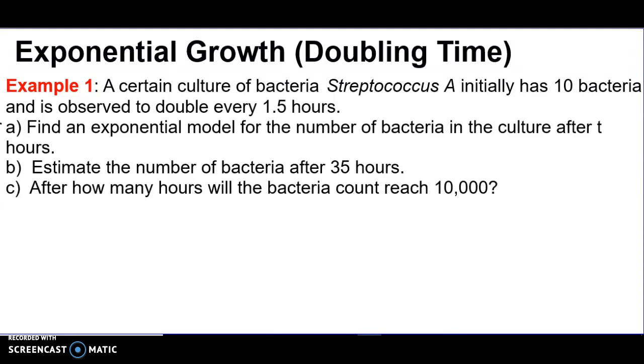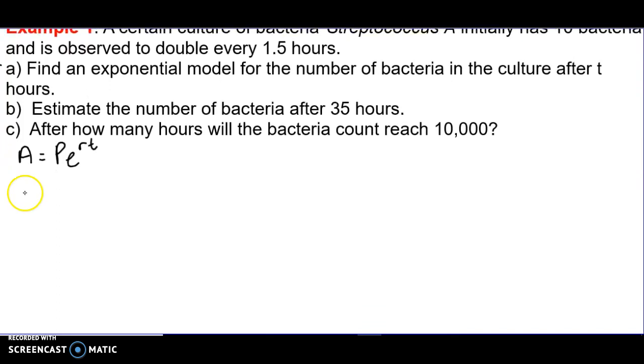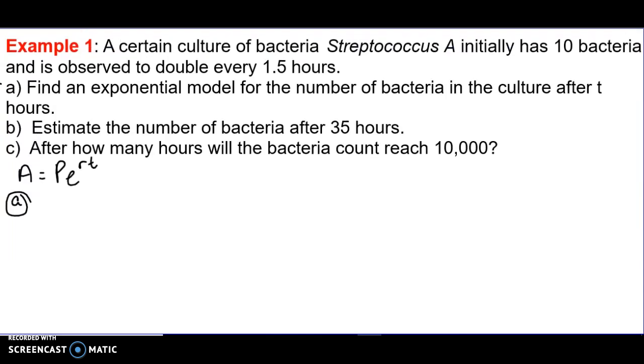So we use the idea of a compound continuously formula, which states A equals P times e to the RT, because it is compounded continuously, observed and changes every 1.5 hours. So for part A, it says find an exponential model for the number of bacteria in the culture after T hours. They want me to form some type of formula.